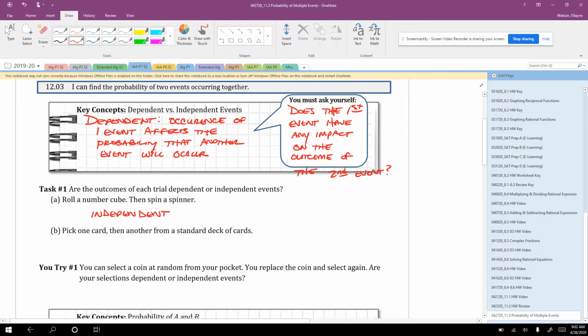Okay, next example. You pick a card, and then you pick another card from a standard deck of cards. So you have 52 cards in front of you. You pick one card, you hold on to it, you pick another card. This is dependent. And this is because there's one less card to choose from on the second draw. So these are dependent events.